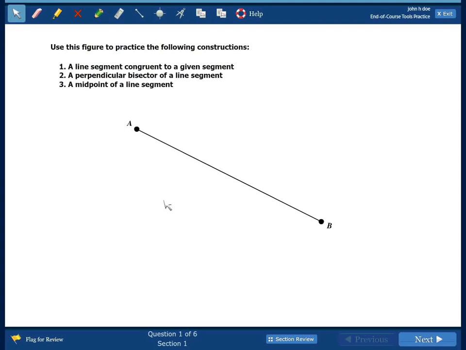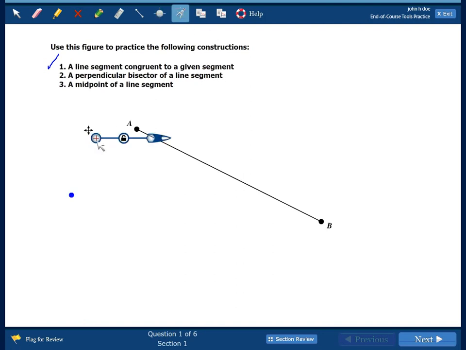In this video, we're going to cover the most common constructions that you'll find on the SOL. The first one we're going to cover is a line segment congruent to a given segment. This is probably the easiest construction out of all of them. The first step is we just make a point.